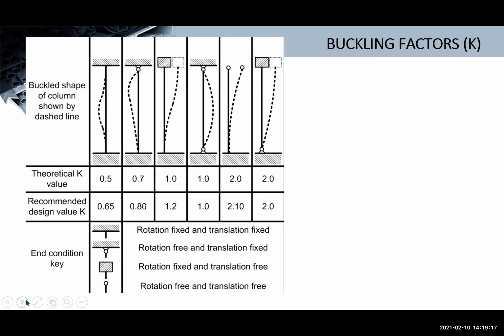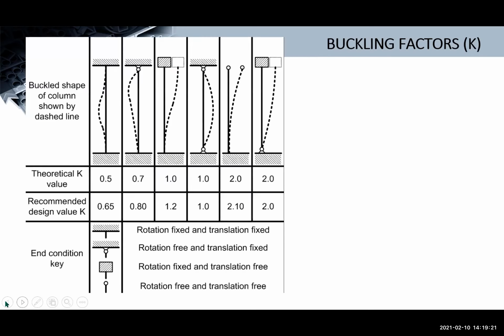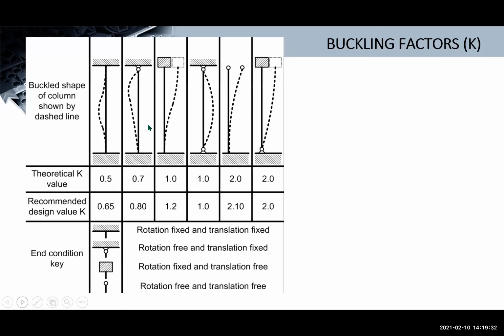Going back, Le is the effective length. Now, to get your Le, all you need to do is multiply the buckling factor to your length. So, we can say that Le is equal to K times L. So, how do we get your K? We have this, which is also from AISC.